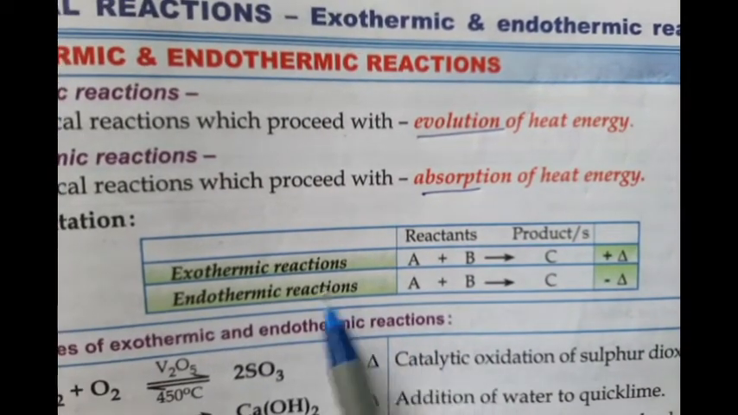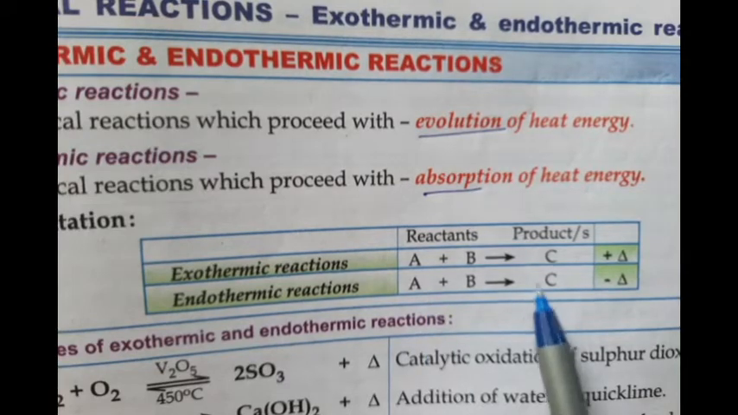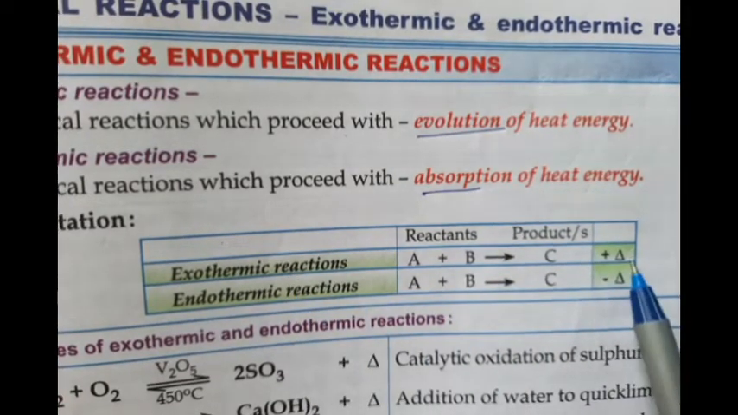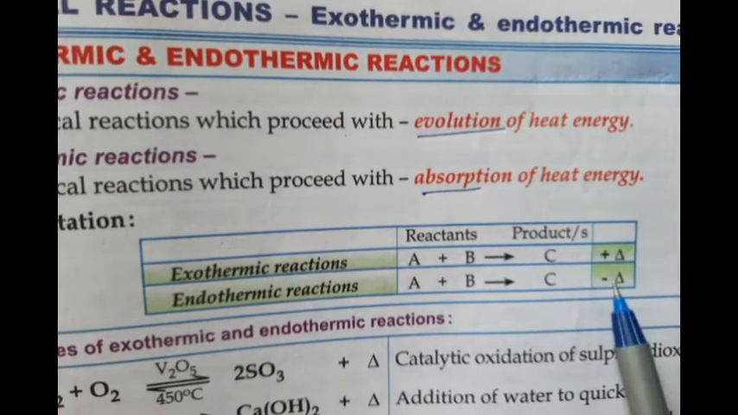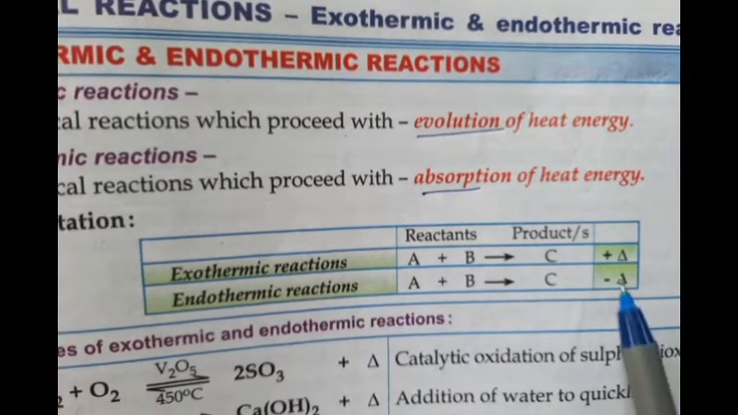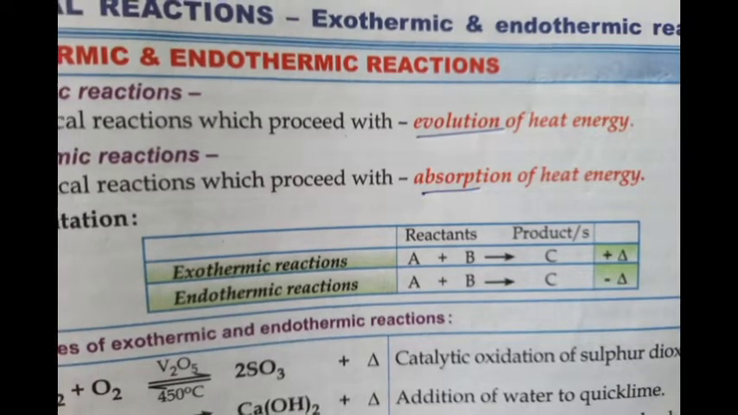You can see the example here. A plus B gives you C. Exothermic is represented by the symbol plus triangle and endo by the minus triangle. So this one is an exothermic reaction and this one is an endothermic reaction. Plus means exo, minus means endo.